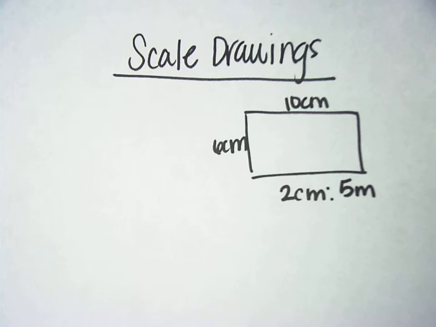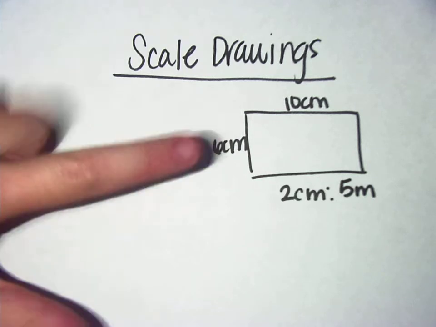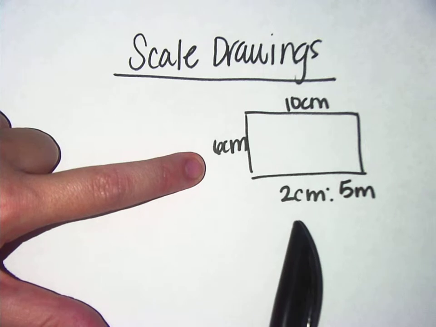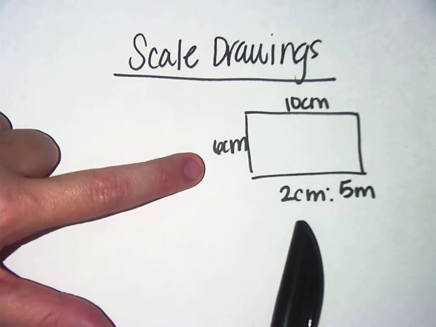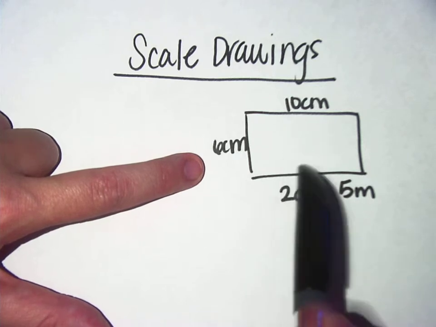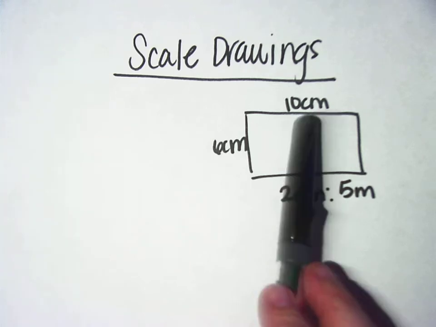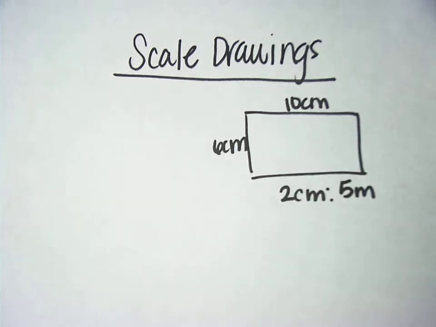So let's look at the scale drawing right here. We've got an example of a scale drawing right here with our scale being 2 centimeters for every 5 meters. So what are the length and width of the actual room? So this is going to be a model of the room. We're also going to find the area of the actual room.